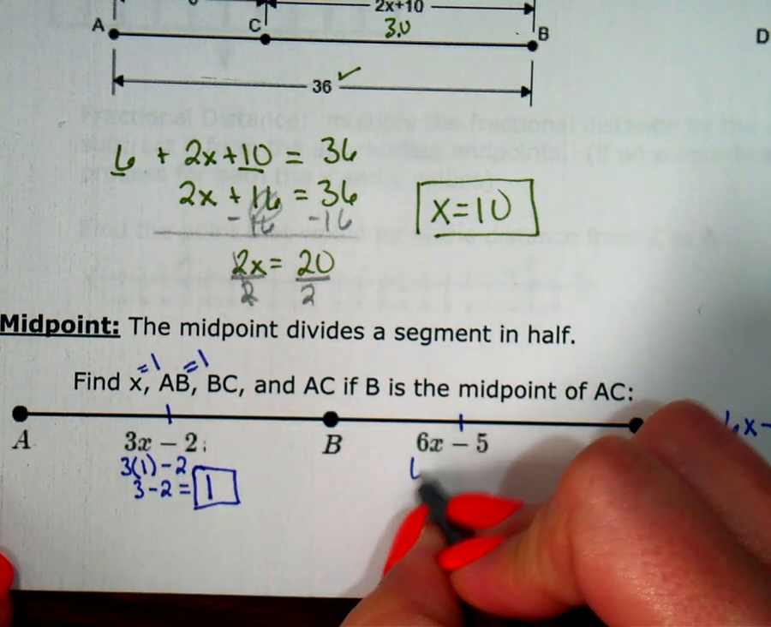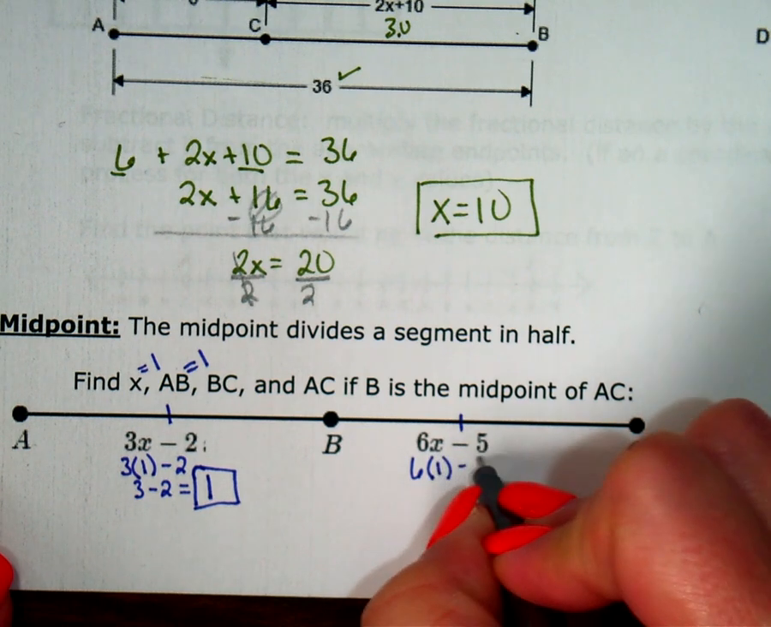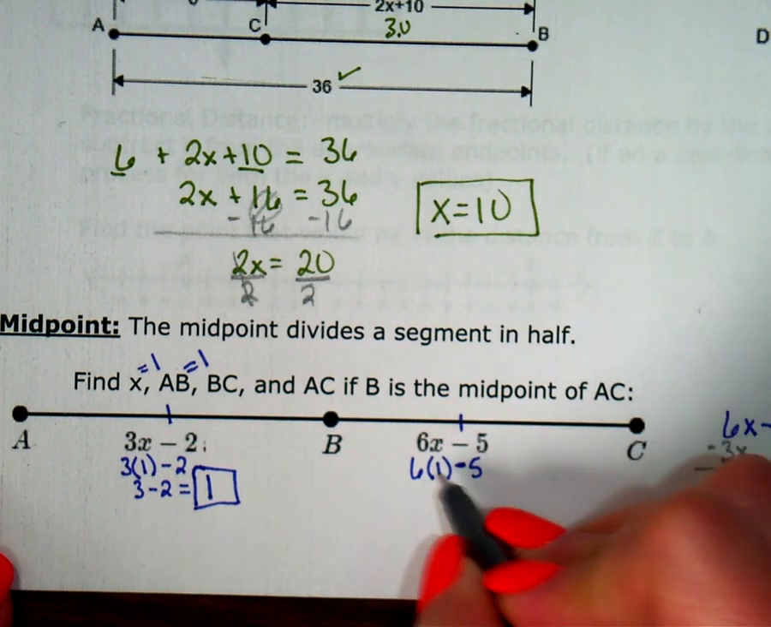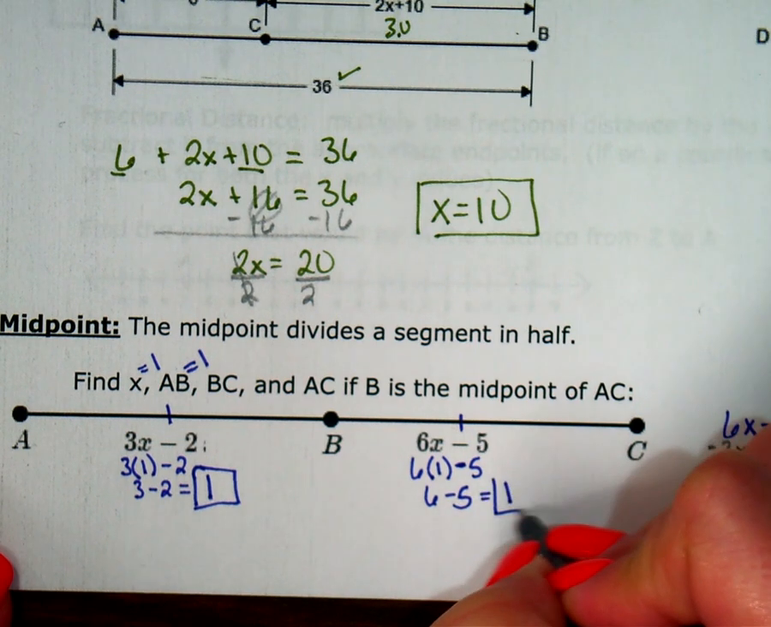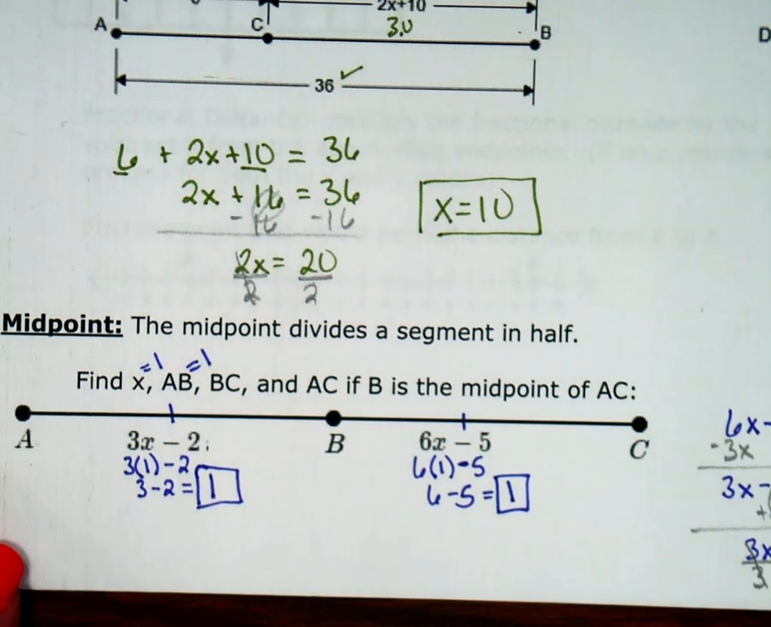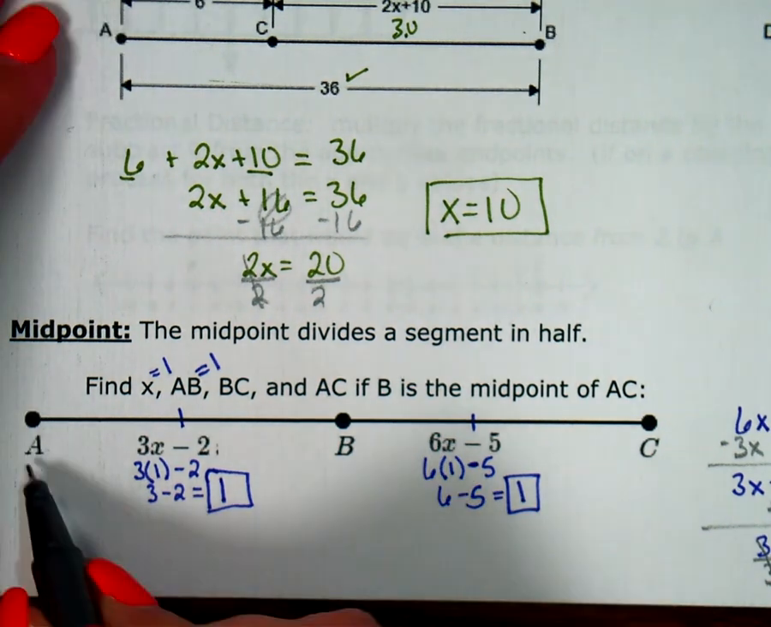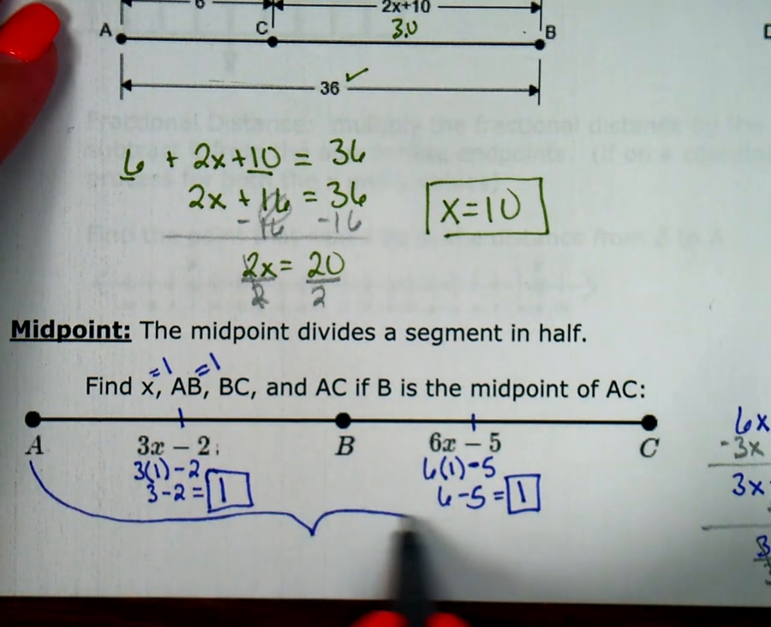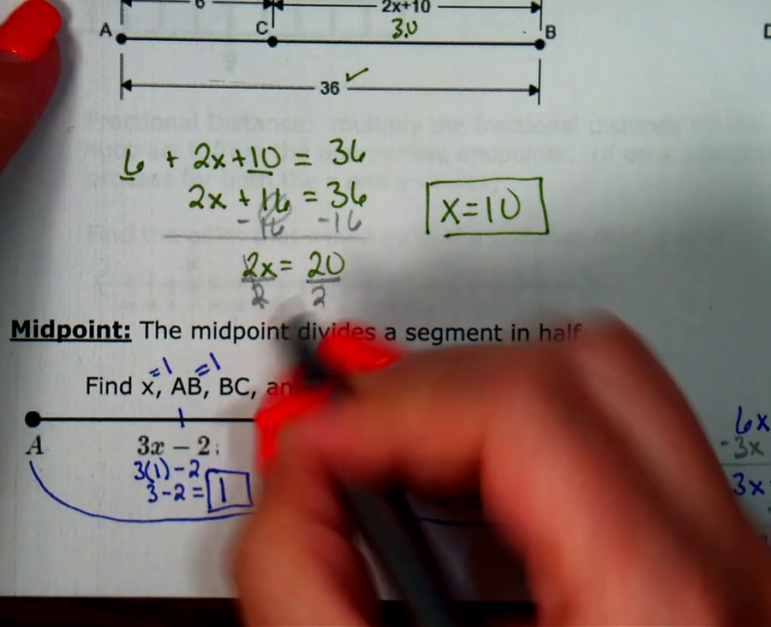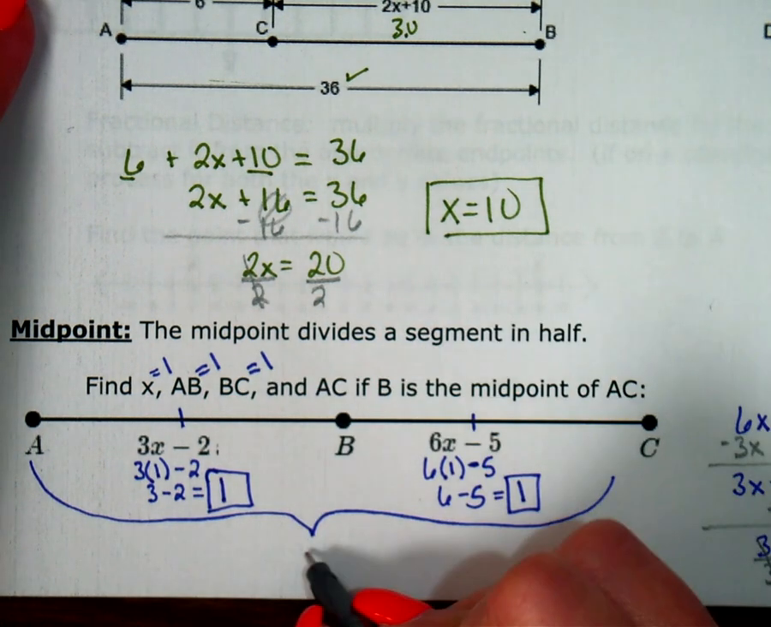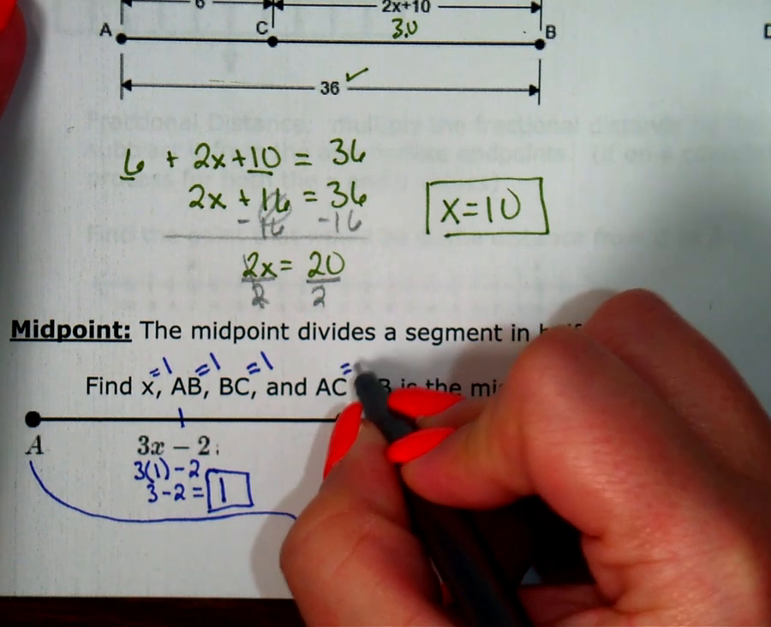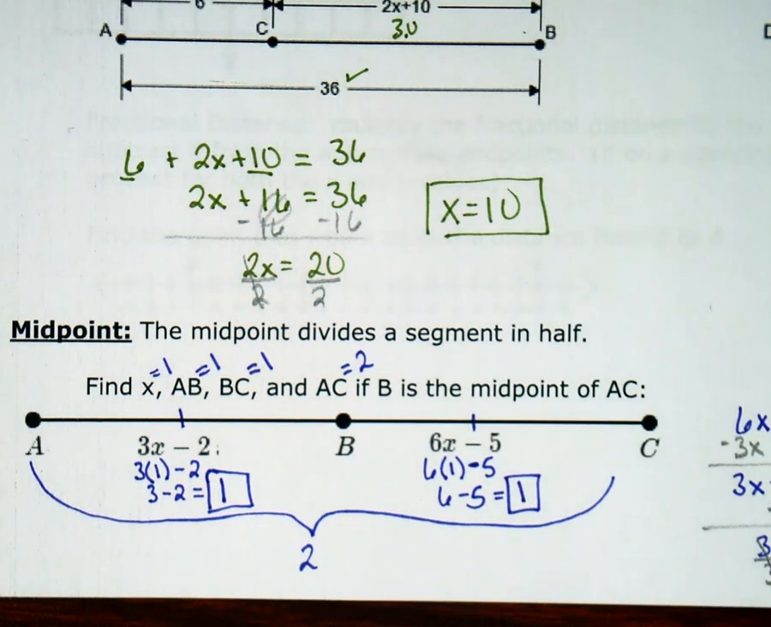If I put it in here, 6 times 1 minus 5. 6 times 1 is 6, minus 5 is also 1, which makes sense because we said these two should be equal. And then I'm going to go back to that idea of segment addition to find the whole thing. If AB equals 1 and BC also equals 1, then the whole thing is 2 units long. Okay? So that's if you have just a segment with some expressions on it.